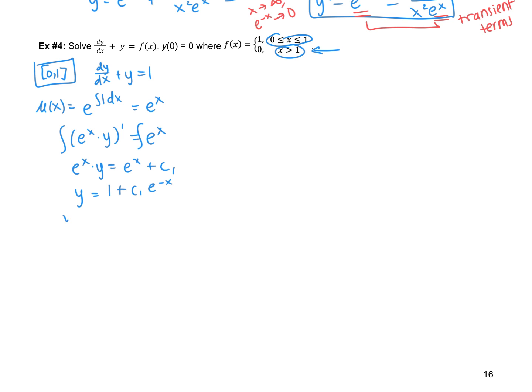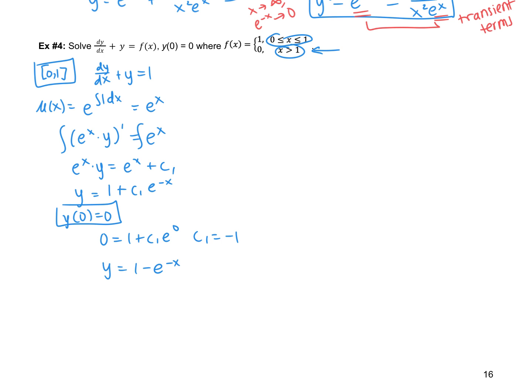So then we have that initial condition of y of 0 equals 0. If we use that, we get 0 equals 1 add c1 e to the 0. So our c1 equals negative 1. Our solution then ends up being 1 subtract e to the negative x.